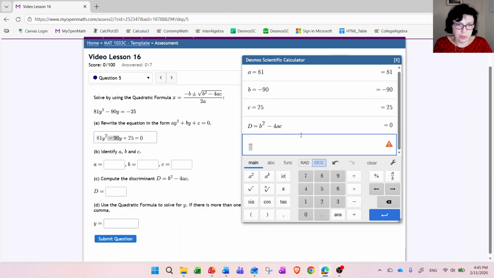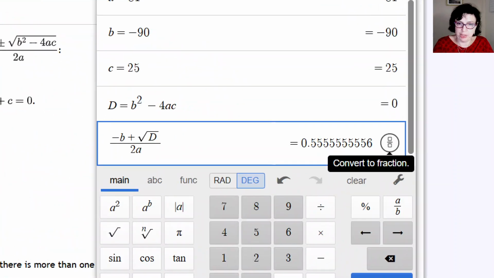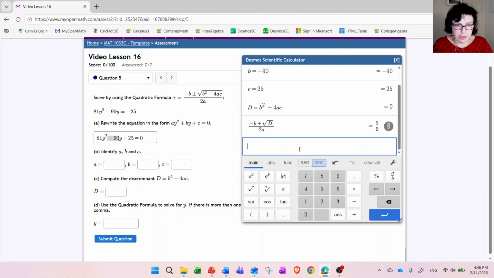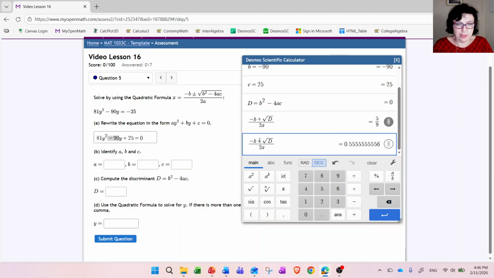On the top, we type negative b plus square root of d. And then on the bottom, we put 2a. That's our first answer. By the way, we should click on convert to fraction, this little button right here. If it's possible to convert to fraction, it's going to convert it. And it looks like it's pretty good. It's 5/9. Now, the second solution is going to be exactly the same, but the plus changes to a minus. And again, if you convert it to a fraction, you've got a reduced fraction answer.